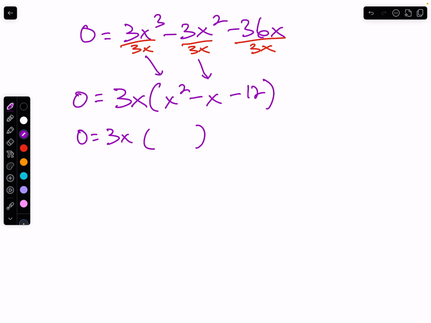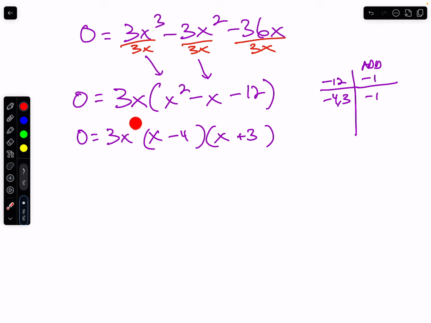That factors further, so I know it's going to be x and x because we're going to make that x squared with the x times the x. Now we're looking for two numbers that multiply to negative 12, but add to negative 1. So that's going to be what? Negative 4 and 3. If I multiply those, I get negative 12. If I add those, I get negative 1. Yep. So it's going to be x minus 4 and x plus 3.